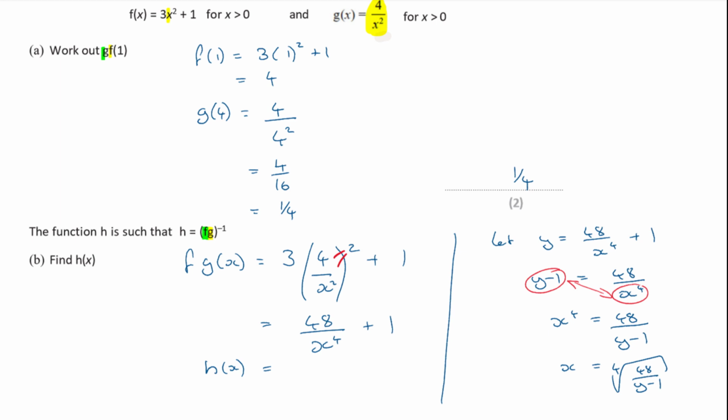Okay. Now, in order to find the inverse function h of x, I'm going to take the format of that answer, but I'm going to replace x with h of x, and I'm going to replace y with x. So h of x is going to be the fourth root of 48 divided by, I'm just going to write x instead of y, x minus 1. Okay, that's kind of how I do it. And I think that's the answer. The fourth root of 48 over x minus 1. Well, not a very nice answer.